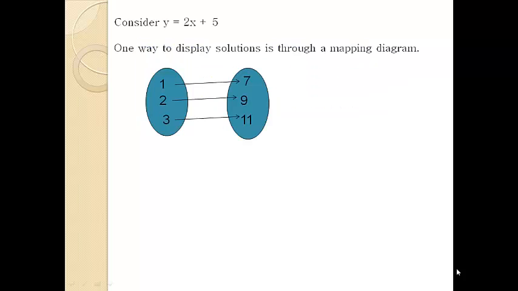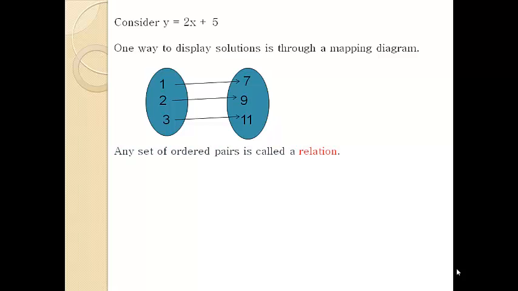So first, consider the equation y equals 2x plus 5. Now, this is a function, and one way to display solutions to this equation is through a mapping diagram. In a mapping diagram, the x values would be 1, 2, 3, and they'd be on the left-hand side. If you plug 1 into the equation as x, you would get 7, and so 1 is mapped over to 7. If you were to plug 2 into the equation, you would get 9 for your y value. And if you were to plug 3 into the equation, you would get 11 for your y value. So you're mapping from the x to the y in a mapping diagram.